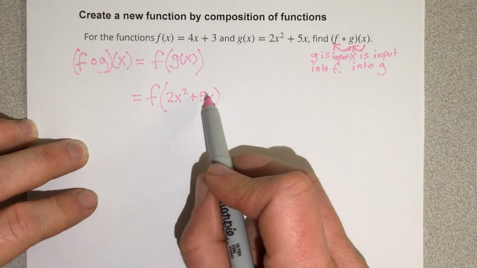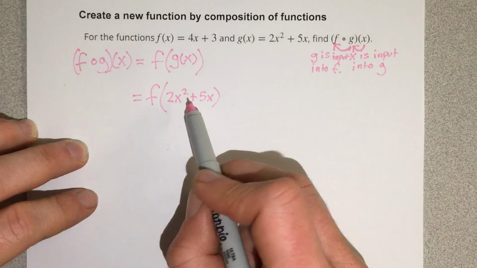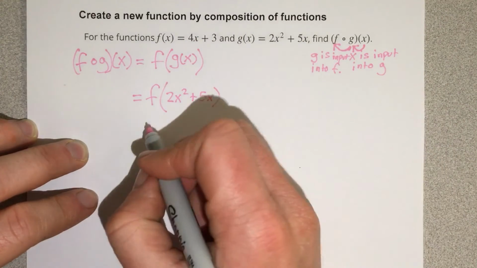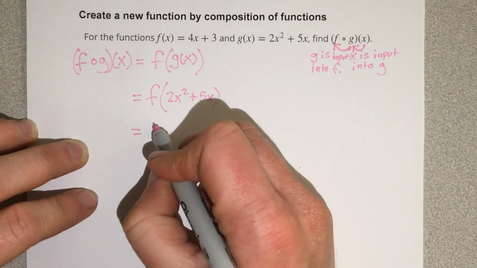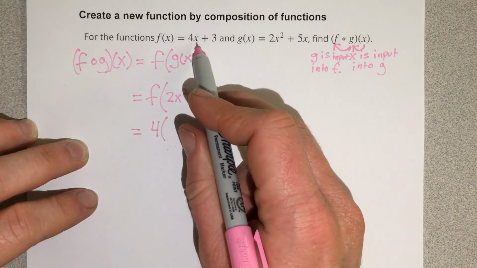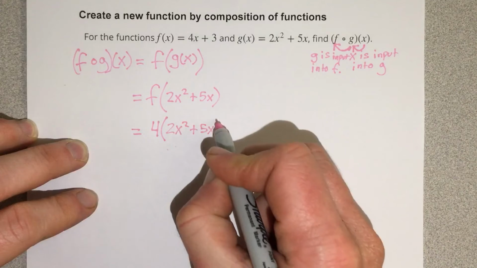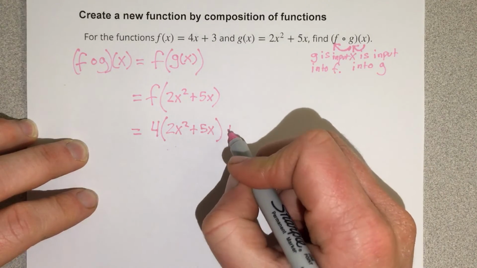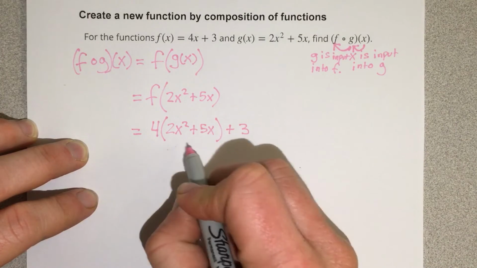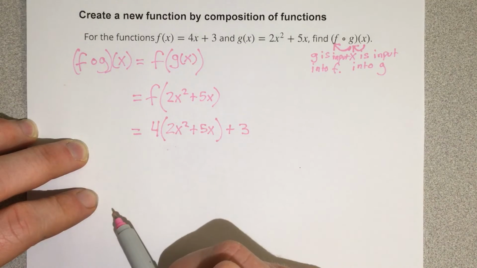We're going to take this input, which was g, 2x squared plus 5x, and we're going to input it into the f function for the x variable there. So that's going to look like 4 times all this that's being input for x, so that's 2x squared plus 5x, and then we add the plus 3. So this whole piece here under there was x in that equation. So we just replaced it with what g of x is.